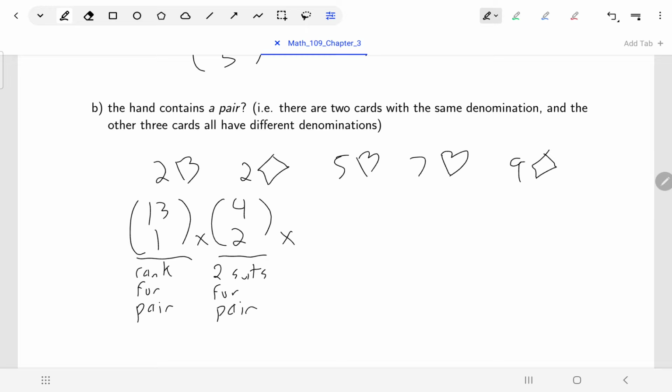Okay, so that's taken care of the first 2 cards. I've chosen that it's going to be a pair of 2s, and now I've chosen it's 2s that are a diamond and a heart. I now have the last 3 cards to deal with. I still have several choices left to make. For the 3 remaining cards, I need to know what their ranks are going to be. So I need to choose ranks for the single cards.